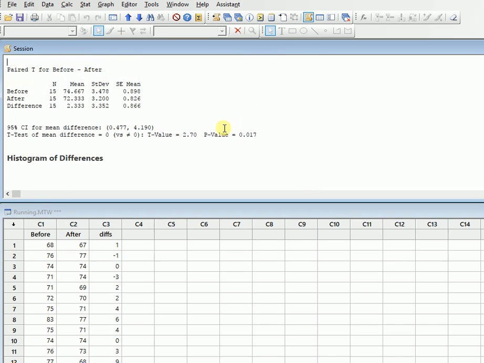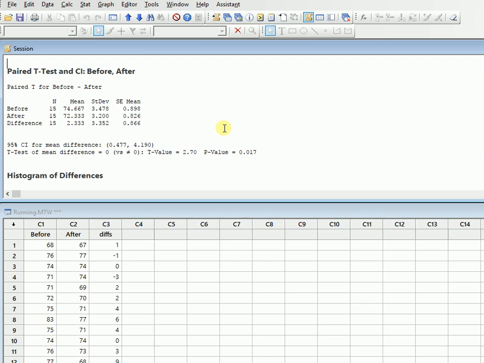In the start, you have the paired t for before and after. You can see that there are 15 observations before and 15 similar observations after. The difference also has 15, because the before and after observations are the same. Over here you can see a mean of 74.667 for before and 72 for after. Standard deviation is 3.4, after 3.2. Standard error of the mean is 0.898, and after 0.826.